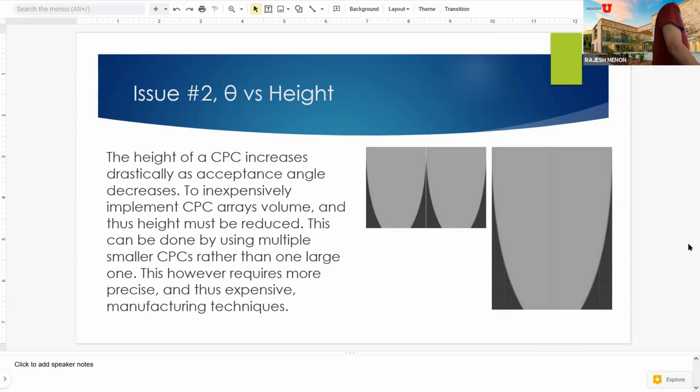The only downside to this being the manufacturing costs. You need to create more and more detailed CPCs. The manufacturing costs of this will be explained more in depth later. Can you go to the next slide?